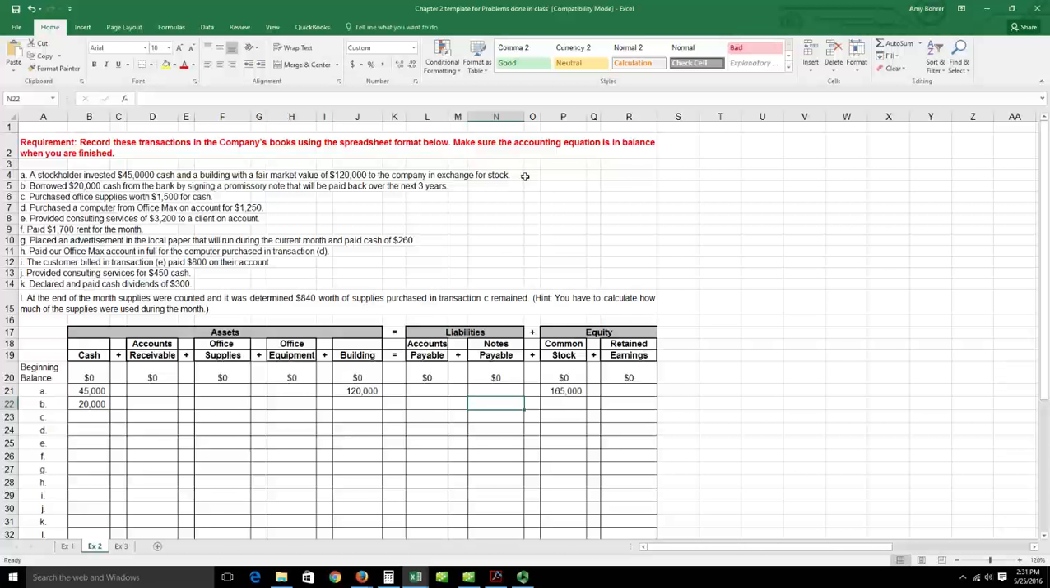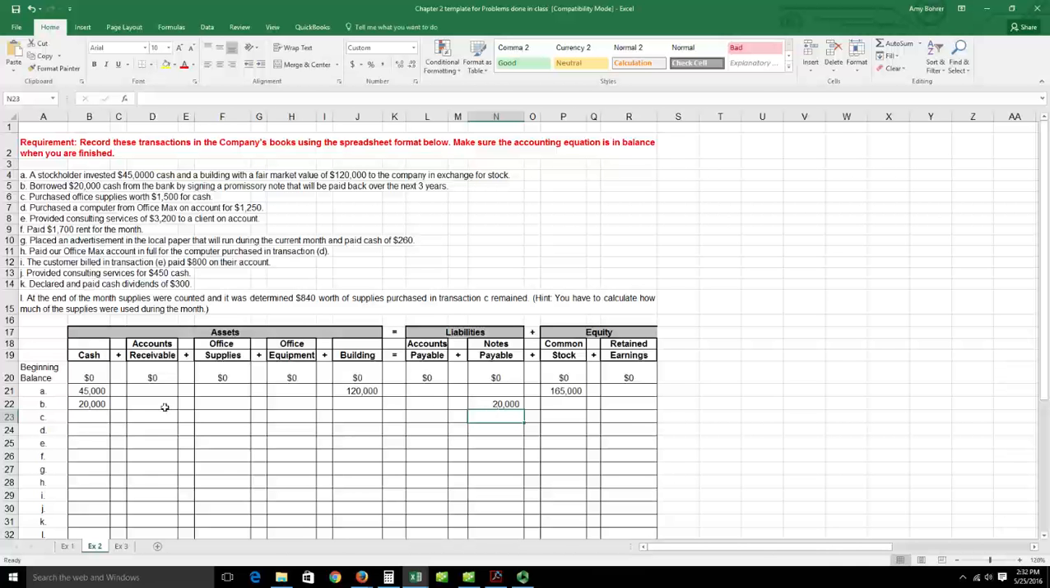It's kind of like a revolving line of credit. But if you ever see a transaction that says you signed a note for something, that is always going to be notes payable. So we're going to owe the bank $20,000. We have to put that liability on our books. And the liability is increasing, right? It's going from 0 to $20,000. So that's going to be also entered as a positive.